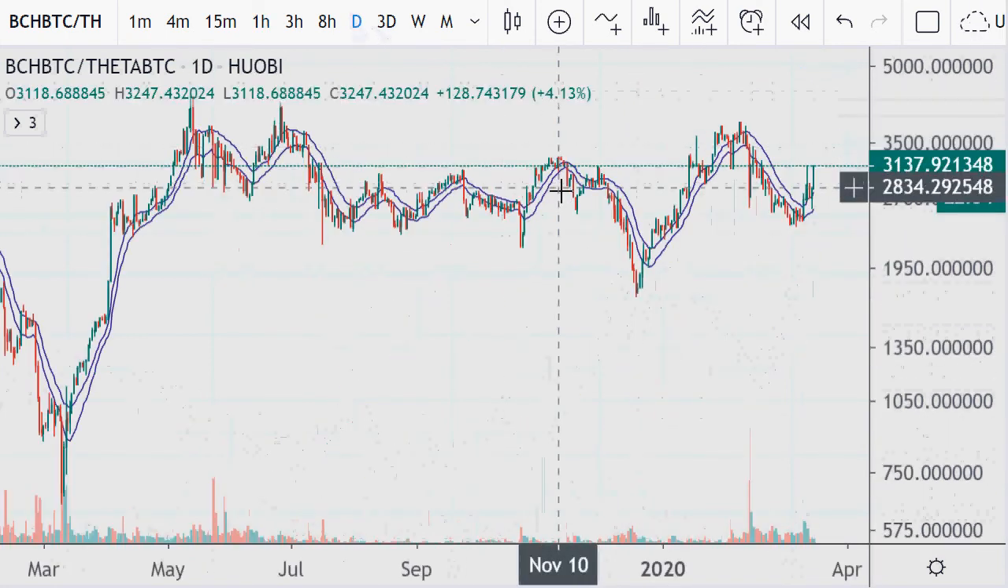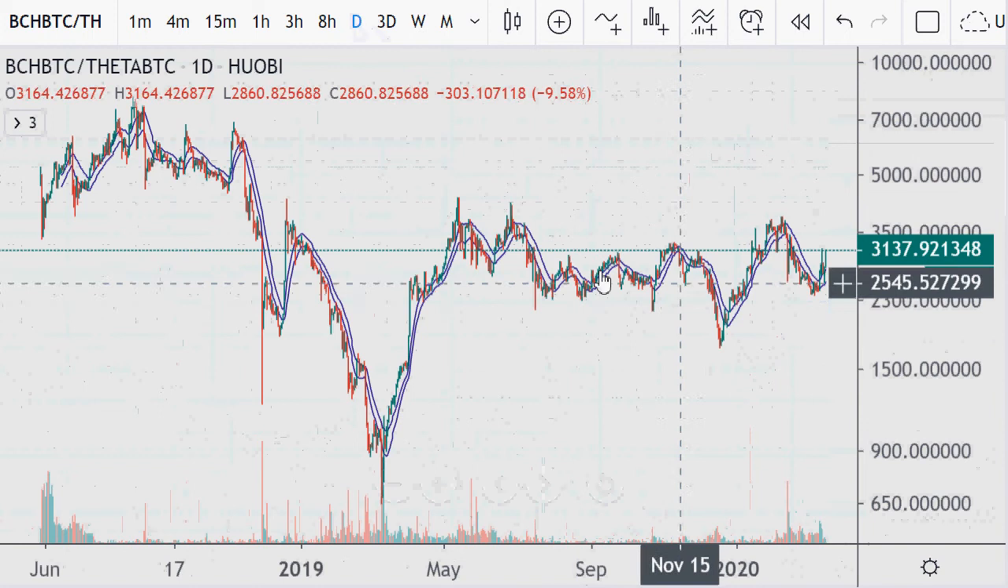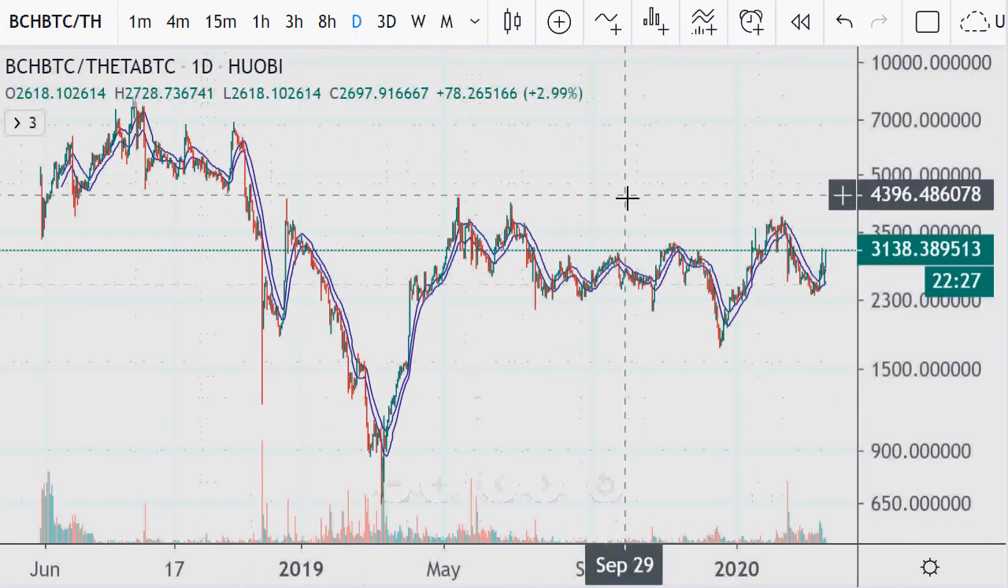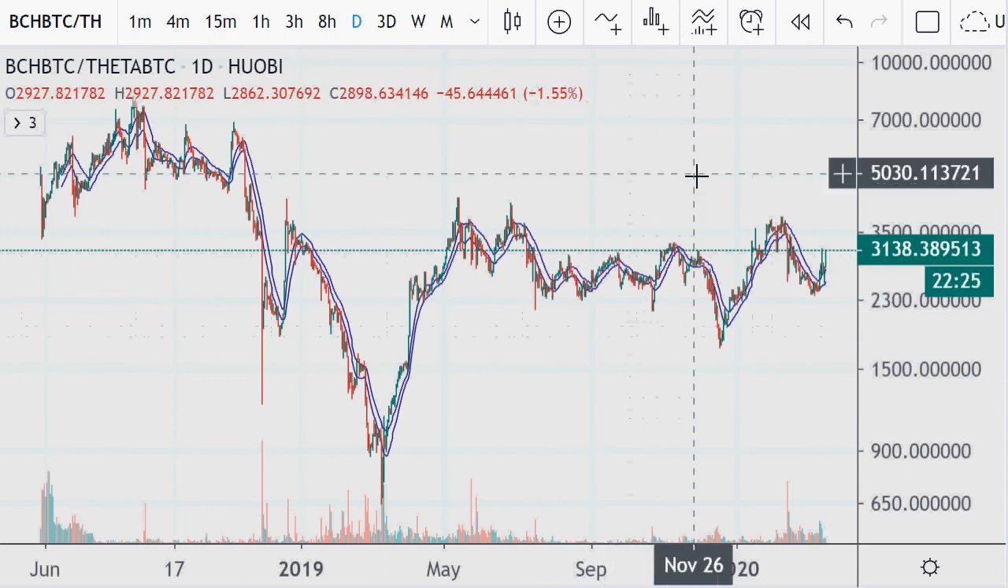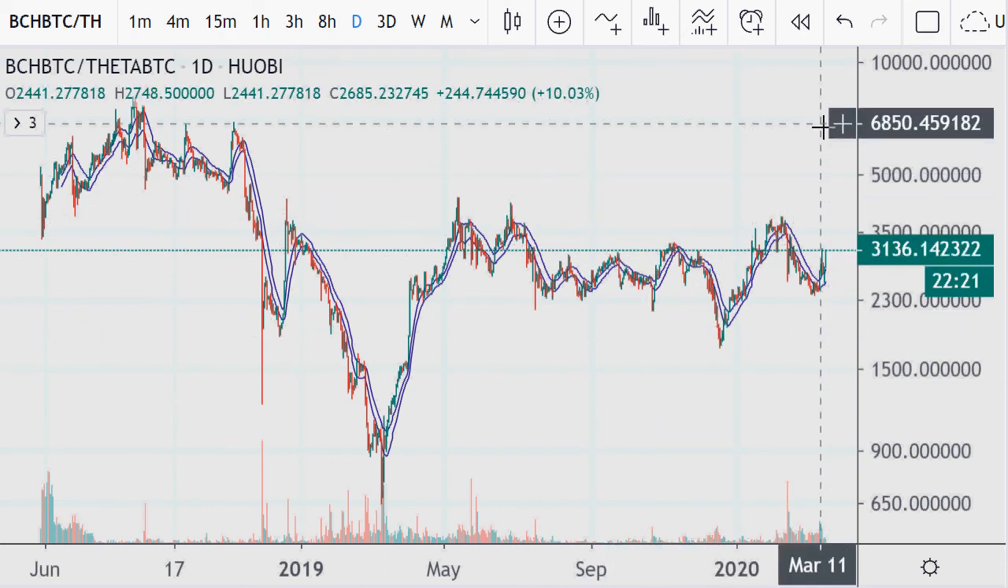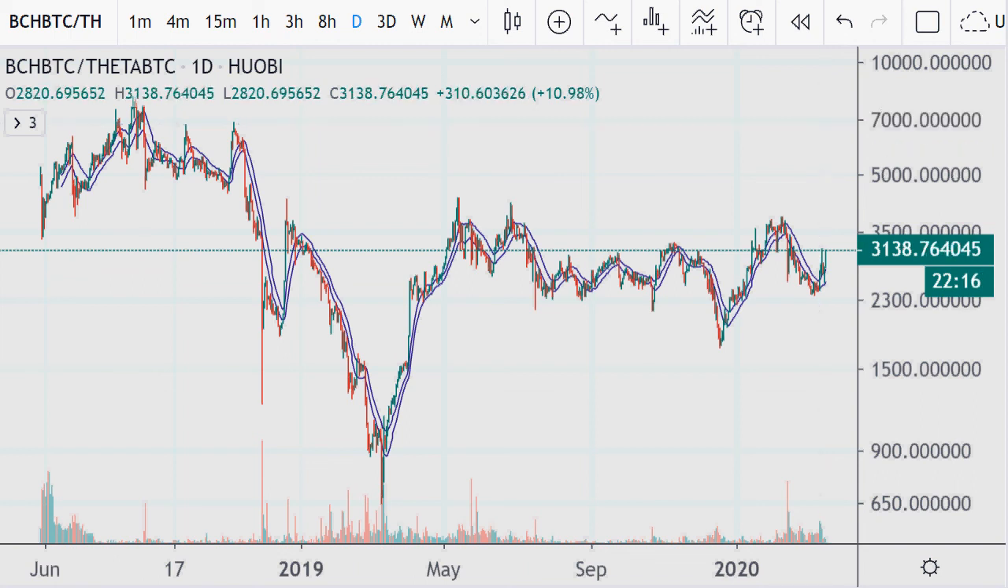On the daily time frame for this, we can see that we've had some interesting big moves overall. 7,000 down to 600, up to 4,003, and yeah, it's how it goes. Maybe this breaks out. Bitcoin Cash does well. It goes to 68. If Theta goes to 700, it'd be a good chance that this would happen.